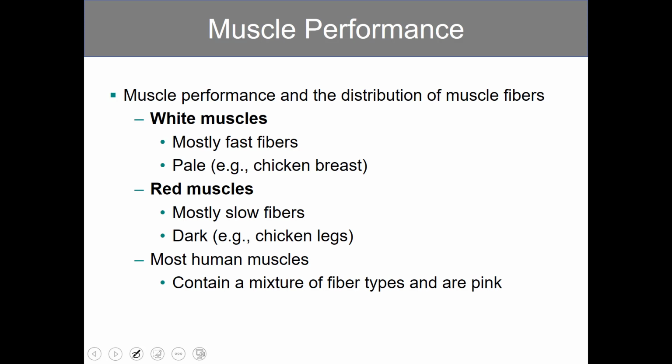For humans, our muscles contain a mixture of fiber types. We do not have white meat and dark meat muscles within our bodies. Everything is just pink, so we're intermediate.